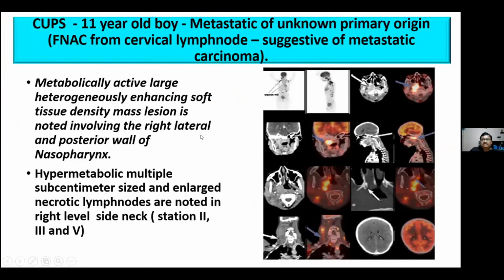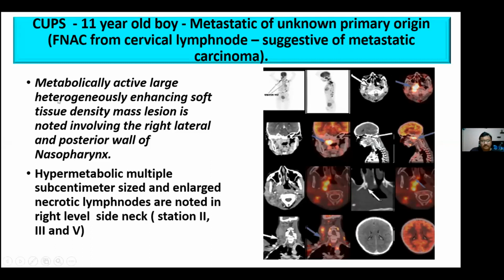This is an interesting case which I did not follow up, because it was lost to follow up. It's an 11-year-old boy. Now, this case had a node in the neck, and when they did an FNAC, they said that it's a metastasis of unknown primary origin. FNAC of cervical lymph nodes is suggestive of metastatic carcinoma. Now, carcinomas as such are not common in children.